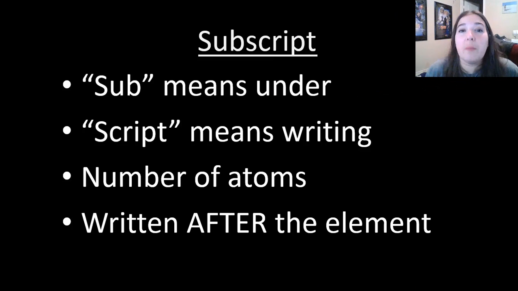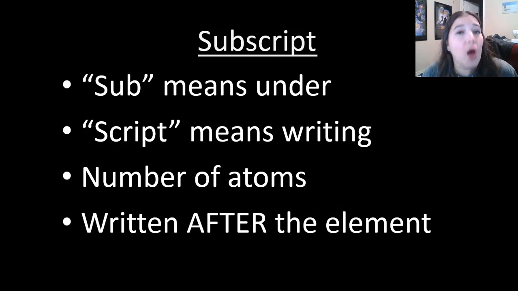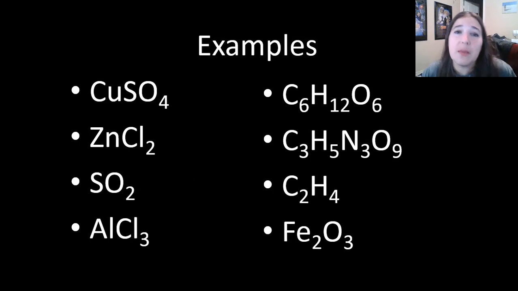So there were little numbers behind carbon, hydrogen, and oxygen. Those little numbers are called subscripts. And if I break down the word subscript into 2 pieces, sub means under, like submarine, and then script means writing. So it is literally the little writing after the element. It tells me how many atoms of that element are there in the compound. It is always, always, always written after the element. It is not before. Here are some examples.